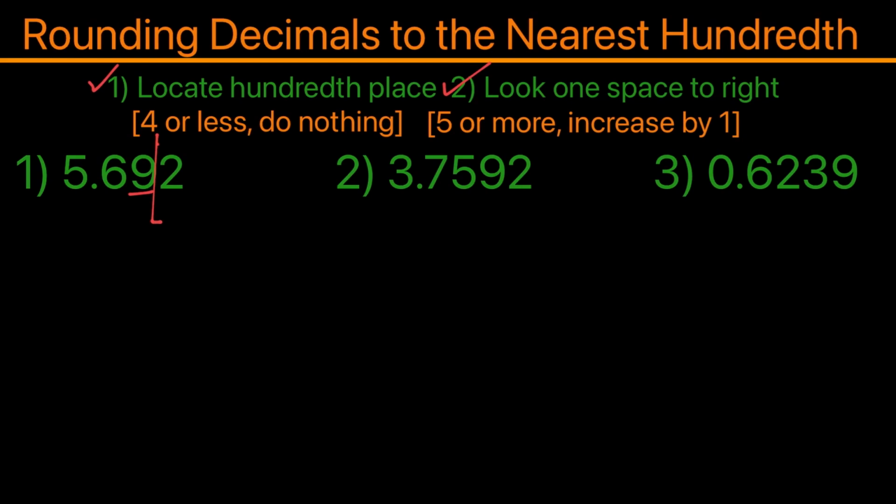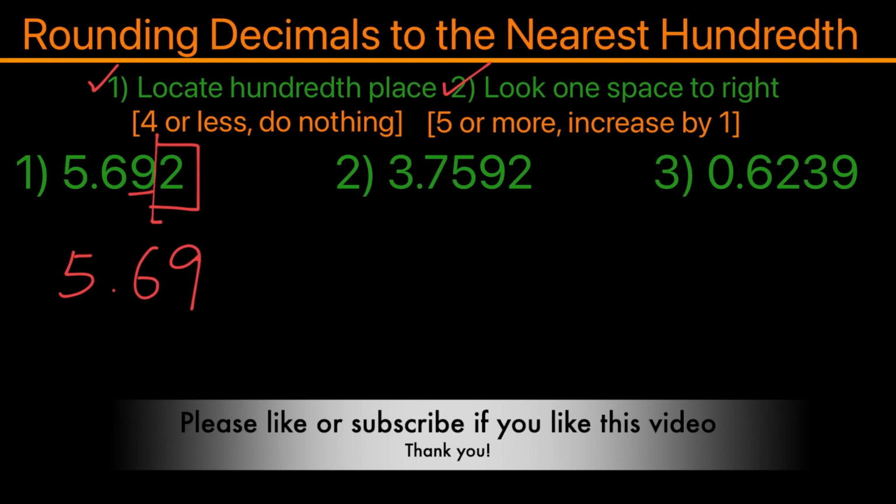That would be the 2. 2 would fall under 4 or less, so we basically do nothing. If we do nothing, the answer becomes 5.69, but the 2 is no longer there because we're rounding to the hundredth place. So 5.69 is the answer, and anything that's behind is wiped out.